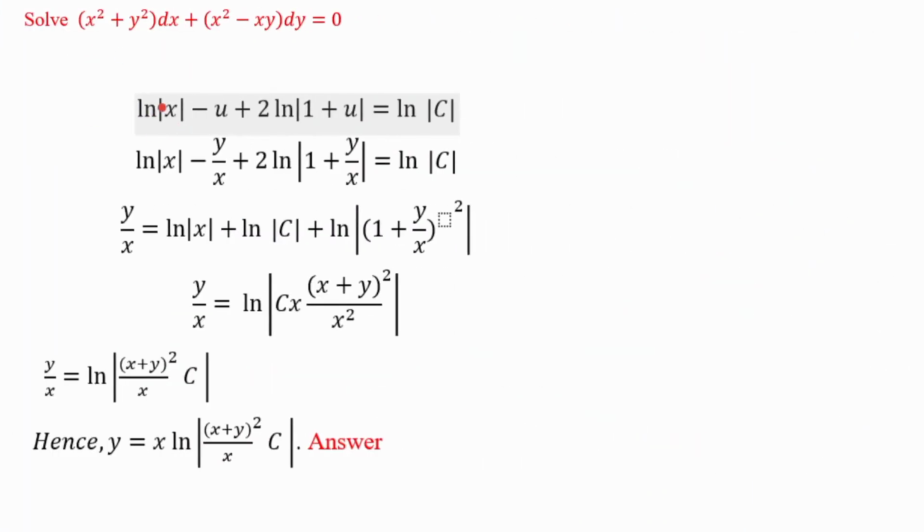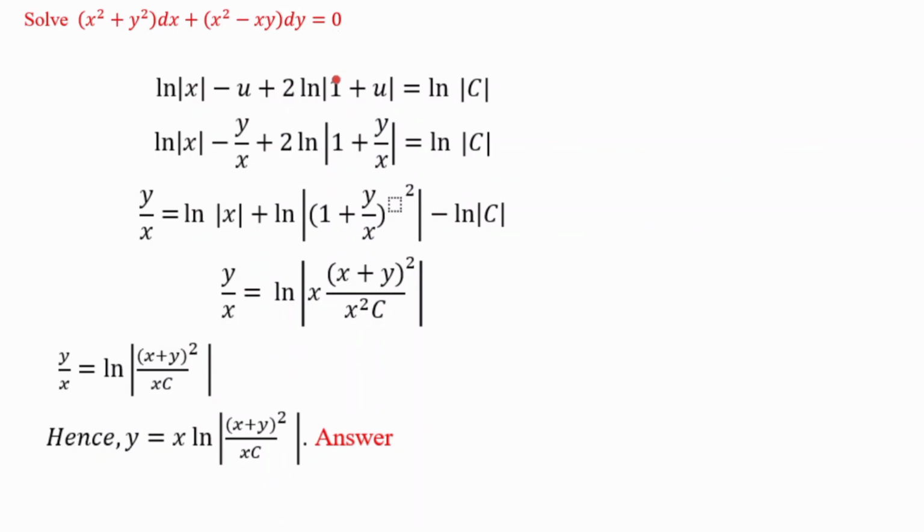So finally we get this one: ln x minus u plus 2 ln 1 plus u equals ln c. Here I use absolute value because ln is undefined for negative values. That's why we use absolute value here. Now we can keep ln x and ln of 1 plus u on one side. Then I bring minus y by x on another side.